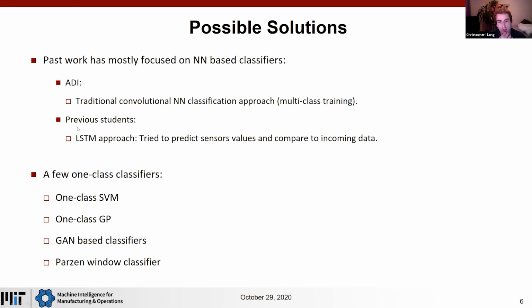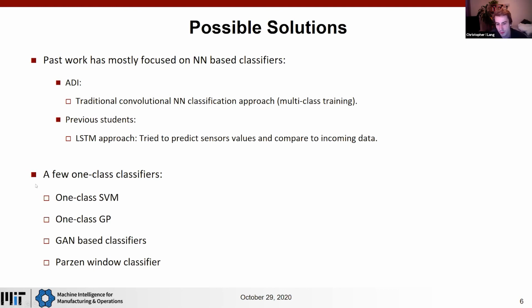There were also previous students in Dwayne's group who tried to create an LSTM approach, which tried to essentially predict future sensor values based on their current ones and compare that to incoming data. But it's a little bit strange in my mind, because it would often just output the same nominal signal. It was basically just a comparison between the sensor values and some reference cycle. But I think the more interesting class of approaches are these true one-class classifiers.